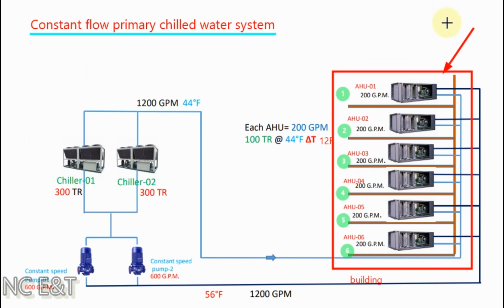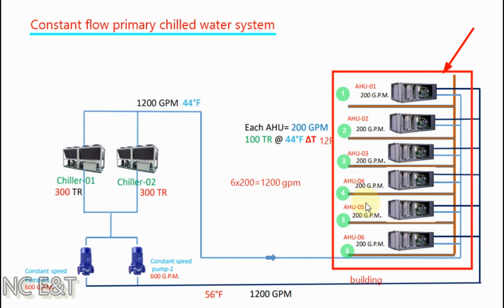Let us have an example of a building having 6 floors, and each floor is served by an AHU having a capacity of 10 tons of refrigeration, a delta T of 12 degrees Fahrenheit, and an inlet temperature of 44 degrees Fahrenheit. Each AHU needs 200 GPM to work at 100% capacity. So the total GPM in the circuit will be 6 times 200, equal to 1200 GPM.